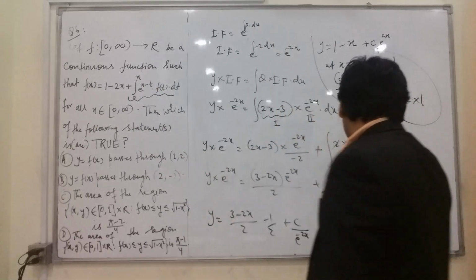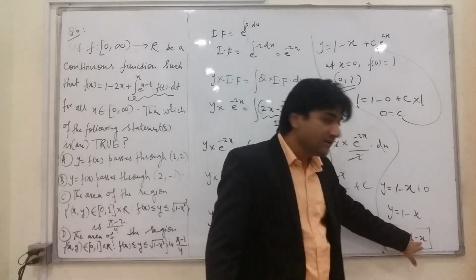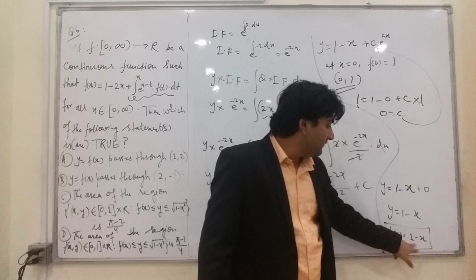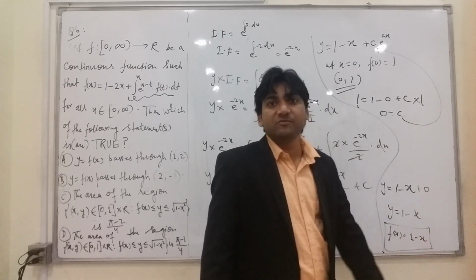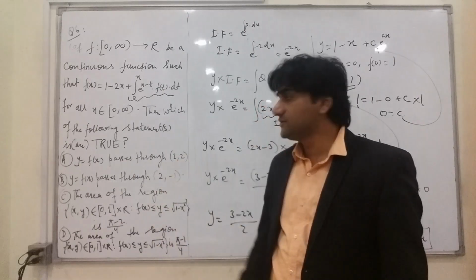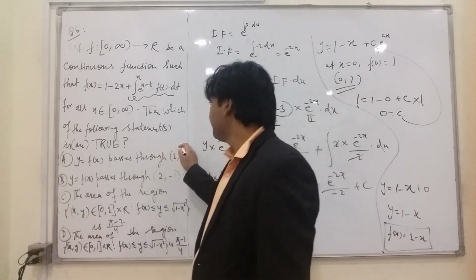Let us verify here. If you put x equals 1 here, then 1 minus 1 is 0. So we will get 0. So (1, 0) should be the point, not (1, 2). So it means option A is wrong.